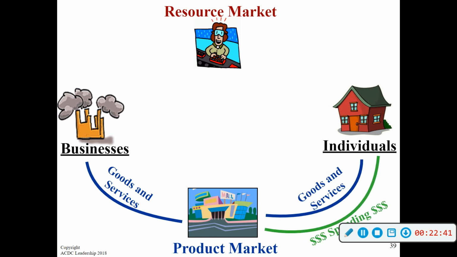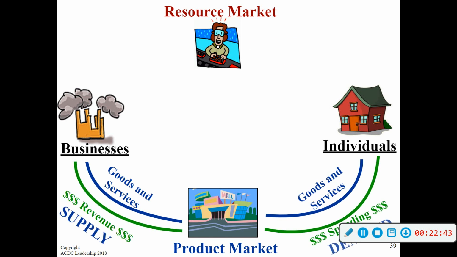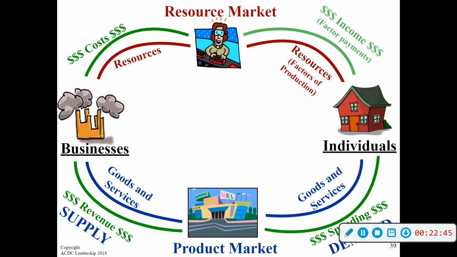And what we're looking at in blue is the flow of goods and services and resources. Green is the flow of money. So the way this works is we'll start over here with you, the individual. You, the individual, demand the goods and services from the businesses. And so you are going to demand products in the product market. Businesses are going to supply products to the product market when you buy them.